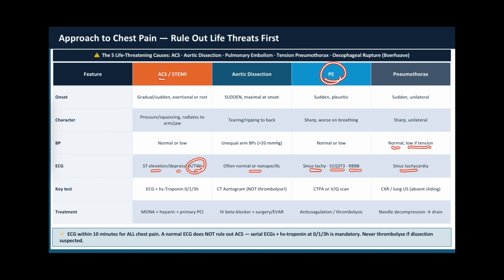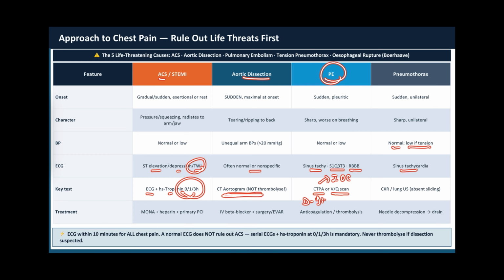Key test in each case: for ACS, it would be ECG and serial high sensitivity troponin monitoring, that is 0, 1, and 3 hours. For aortic dissection, it would be CT angiogram, and do not thrombolyze these patients before the CT angiogram. There is no other test that will diagnose aortic dissection. For pulmonary embolism, CT pulmonary angiogram and ventilation perfusion scan. Always remember that CT is the investigation of choice.